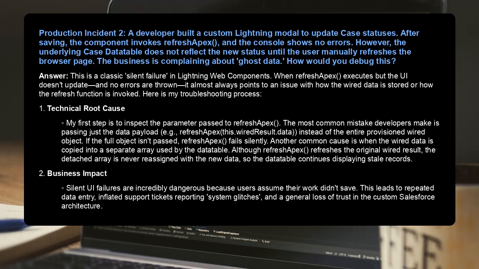Production Incident 2. A developer built a custom Lightning modal to update case statuses. After saving, the component invokes refreshApex, and the console shows no errors. However, the underlying case data table does not reflect the new status until the user manually refreshes the browser page. The business is complaining about ghost data. How would you debug this?